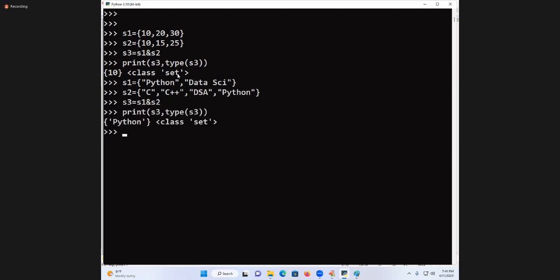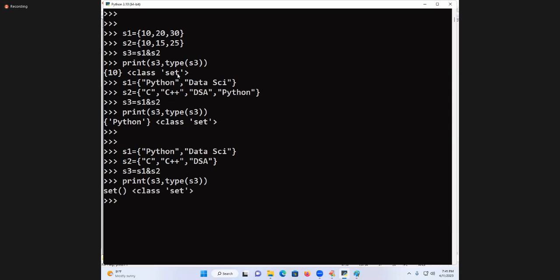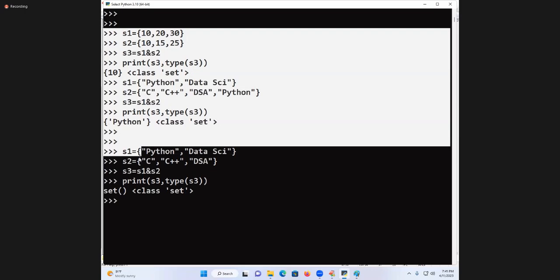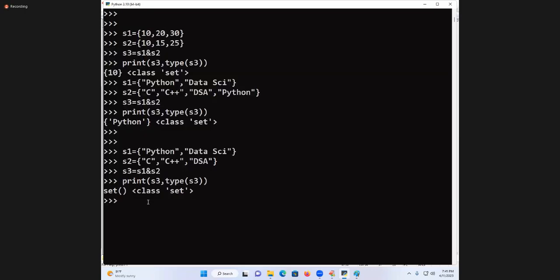What is an answer? Suppose, for example, this is the data. This is my data. Here it is like this. I am applying S3. S3. What is an answer? Empty set. No common elements. Empty set. Empty set coming or not? This is the important mechanism, students.